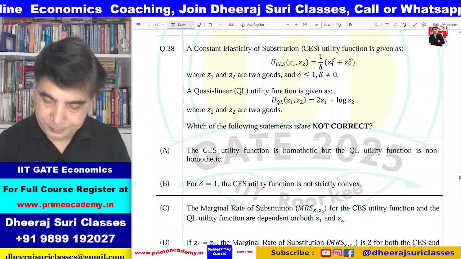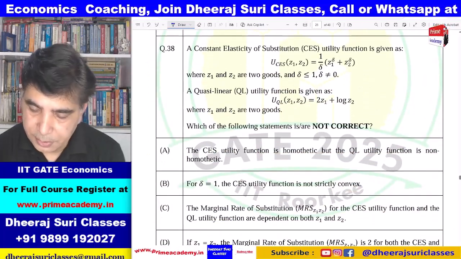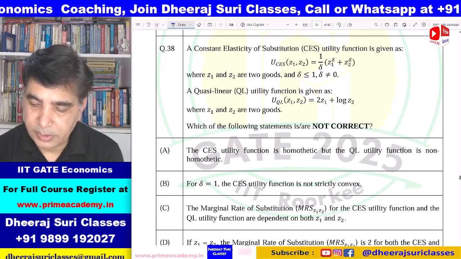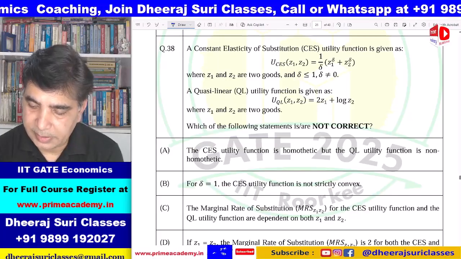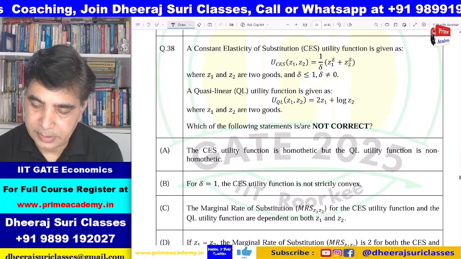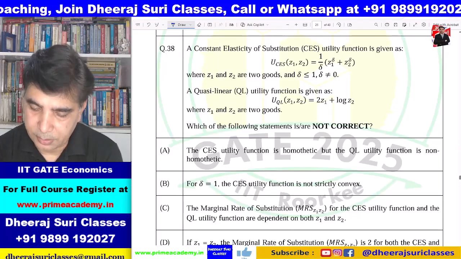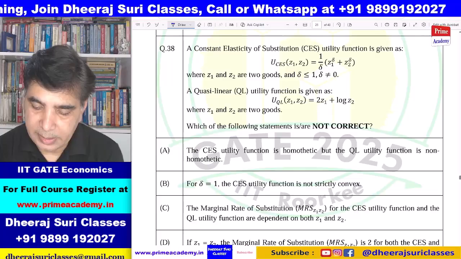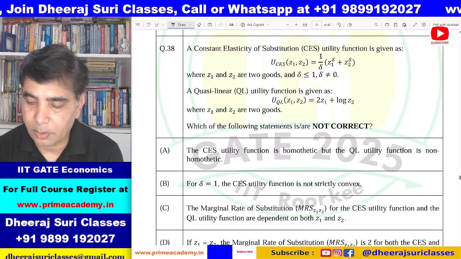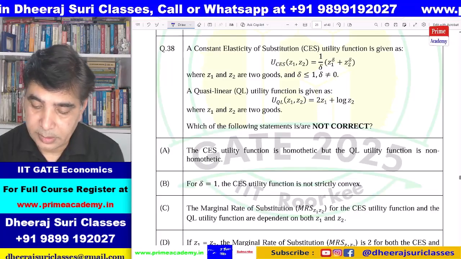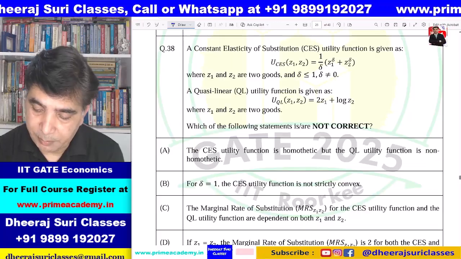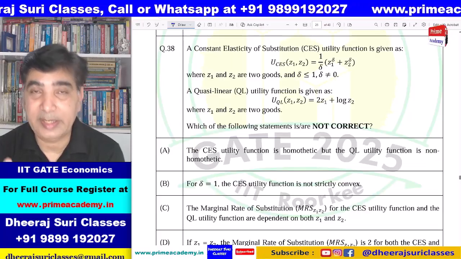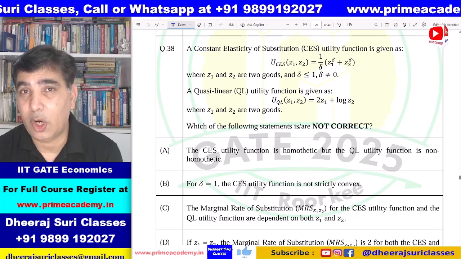Now 38. A constant elasticity of substitution CES utility function is given as U = (1/δ)(Z1^δ + Z2^δ), where Z1 and Z2 are two goods, δ is less than or equal to 1 and δ is not equal to 0. A quasi-linear utility function is given as U = 2Z1 + log Z2, where Z1 and Z2 are two goods. Which of the following statements are not correct? Again, there can be more than one answer, but now I am finding the not correct statements.